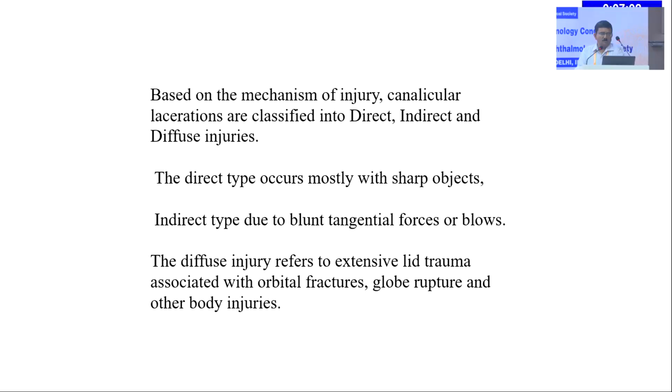The direct type occurs mostly with sharp objects, indirect due to blunt tangential force or blows, and the diffuse injury refers to extensive lid trauma associated with orbital fractures, globe rupture, and other body injuries.